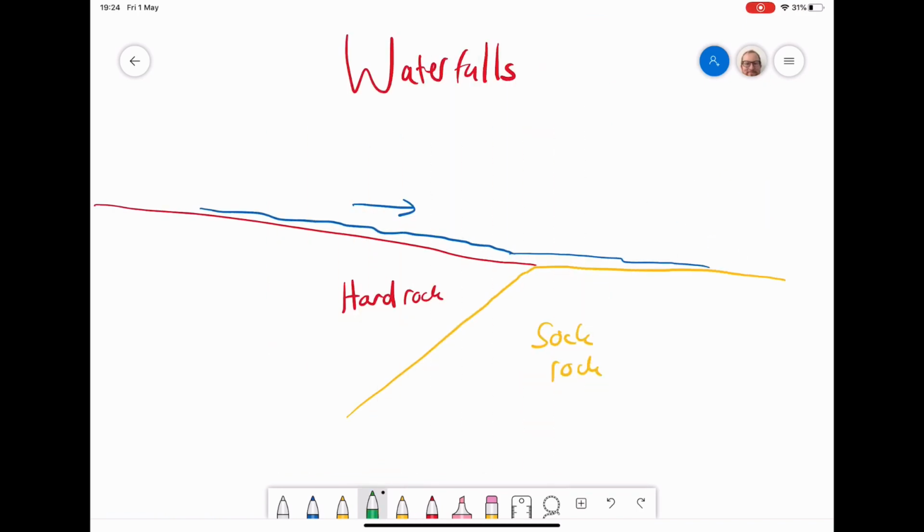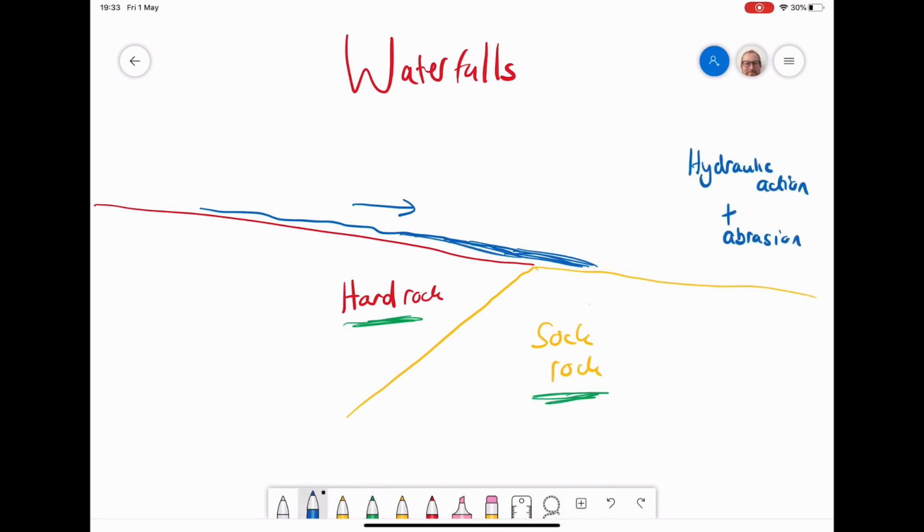The last feature I'm going to talk about in the upper course is waterfalls. Waterfalls form where a river flows over an area of hard rock, but then followed quickly by an area of soft rock. When the river goes over this area of soft rock, it erodes it quicker than the harder rock through the processes of hydraulic action and abrasion.